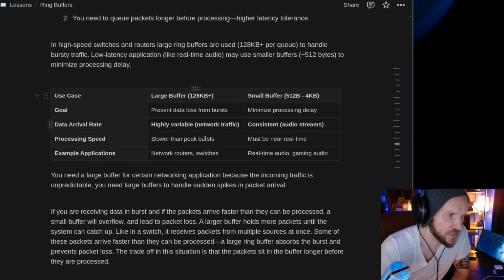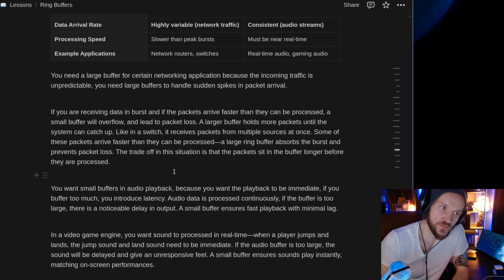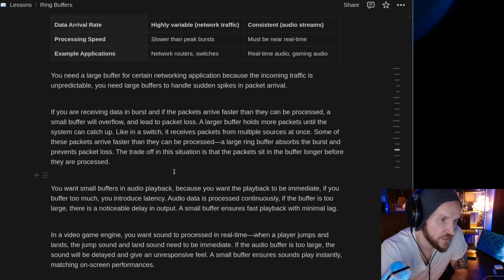So I kind of lay it out for you here. You need a larger buffer for certain networking applications because the incoming traffic is unpredictable, and you need large buffers to handle those sudden spikes.